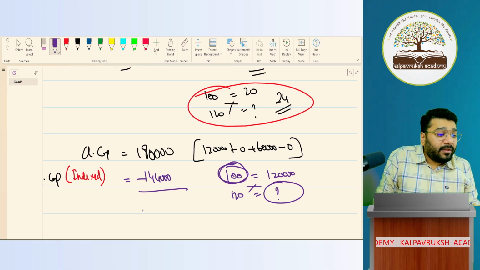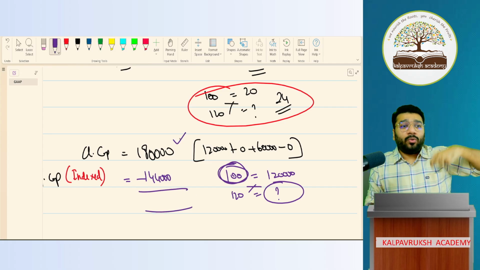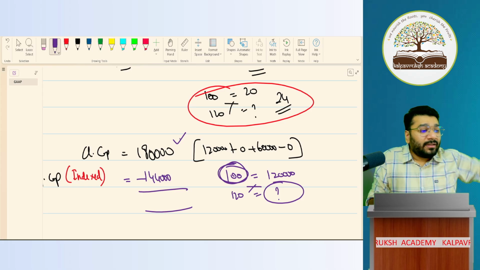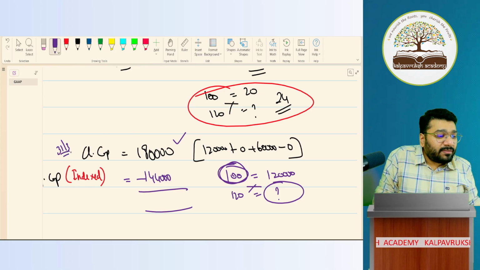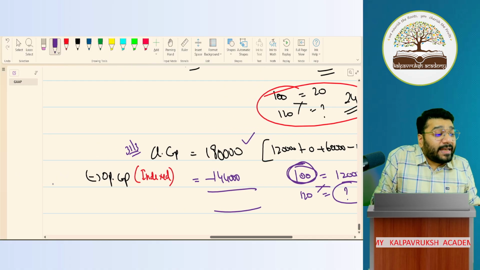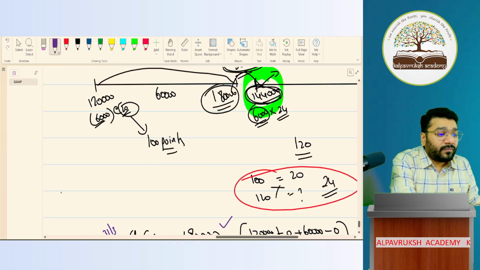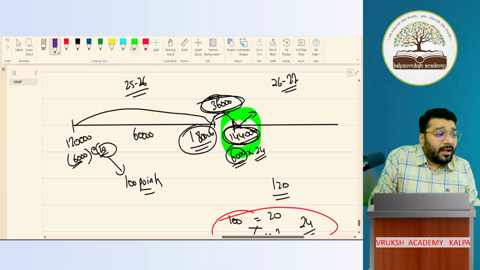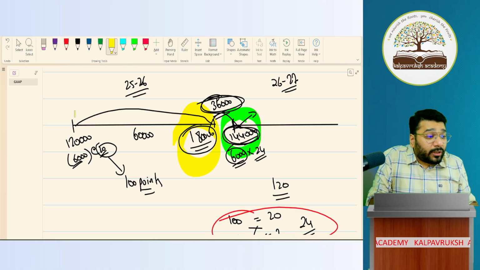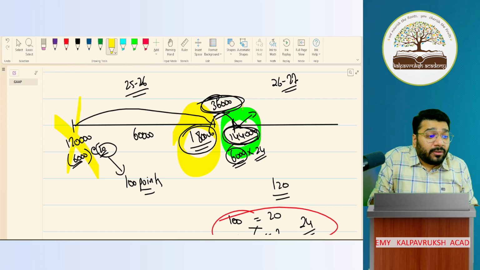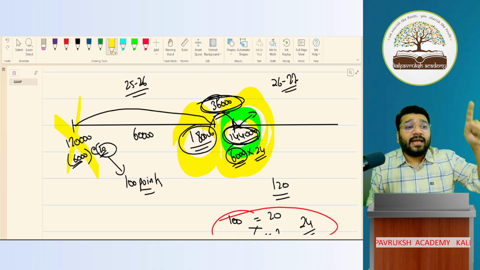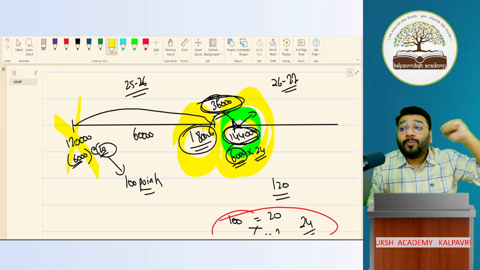So now please tell me, 180 is the money in my pocket on 31st March. How much money do I need the next day, 1 April? When I'm talking about 31st March, I'm talking about 31st March of the previous year. 1st April means the beginning of the next year. In the beginning of the next year, to start the business and maintain the same profit, how much capital is required?